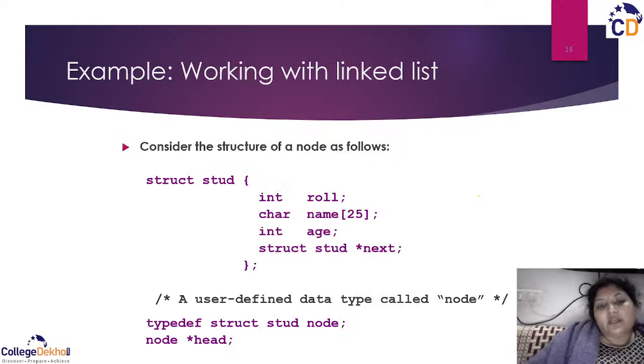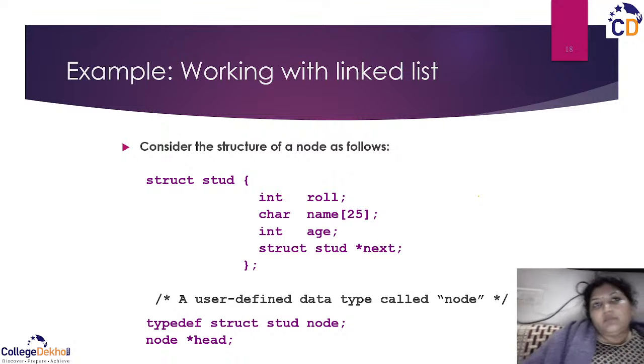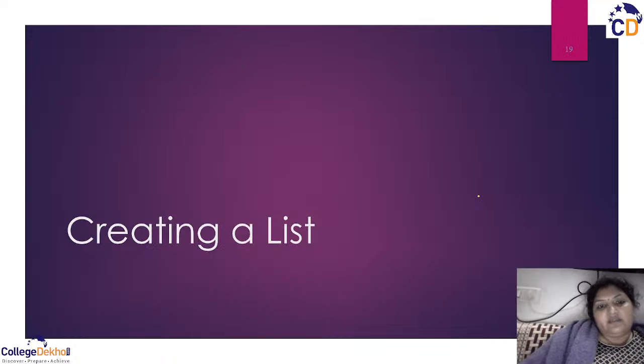This is the basic structure of a node, right? Suppose you have struct node and the node name is student, and in student you may have roll number, name, and age, and the pointer next. It will be holding the address. And then we have typedef struct node, because we need to define our first node, that is head.